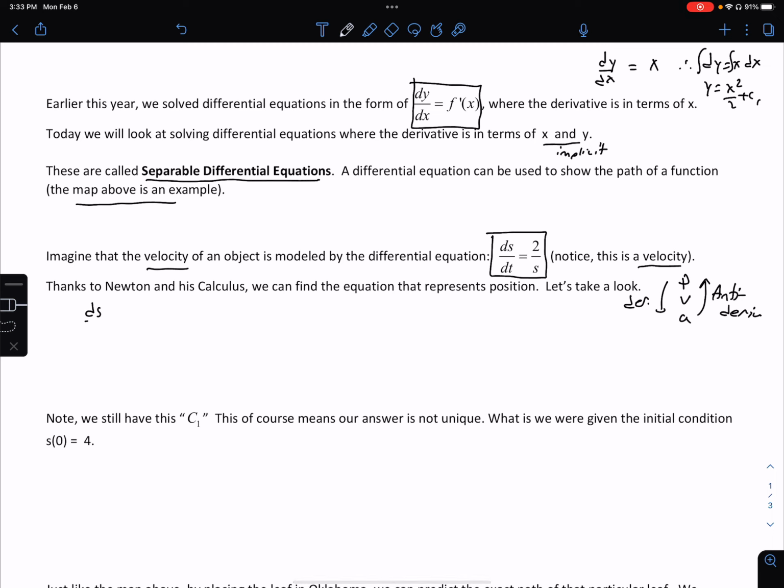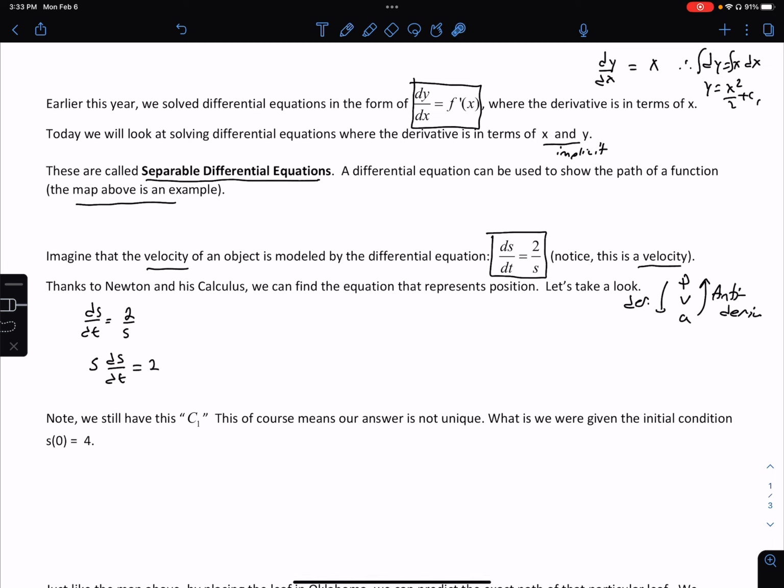So I'm going to rewrite it. ds/dt is equal to 2 over s. Well, the first thing I'm going to do is what's called separate my variables. Notice this s right here. You see this s? I need to bring it over. So to do that, I am just going to cross multiply. That's going to give me s ds/dt equals 2.